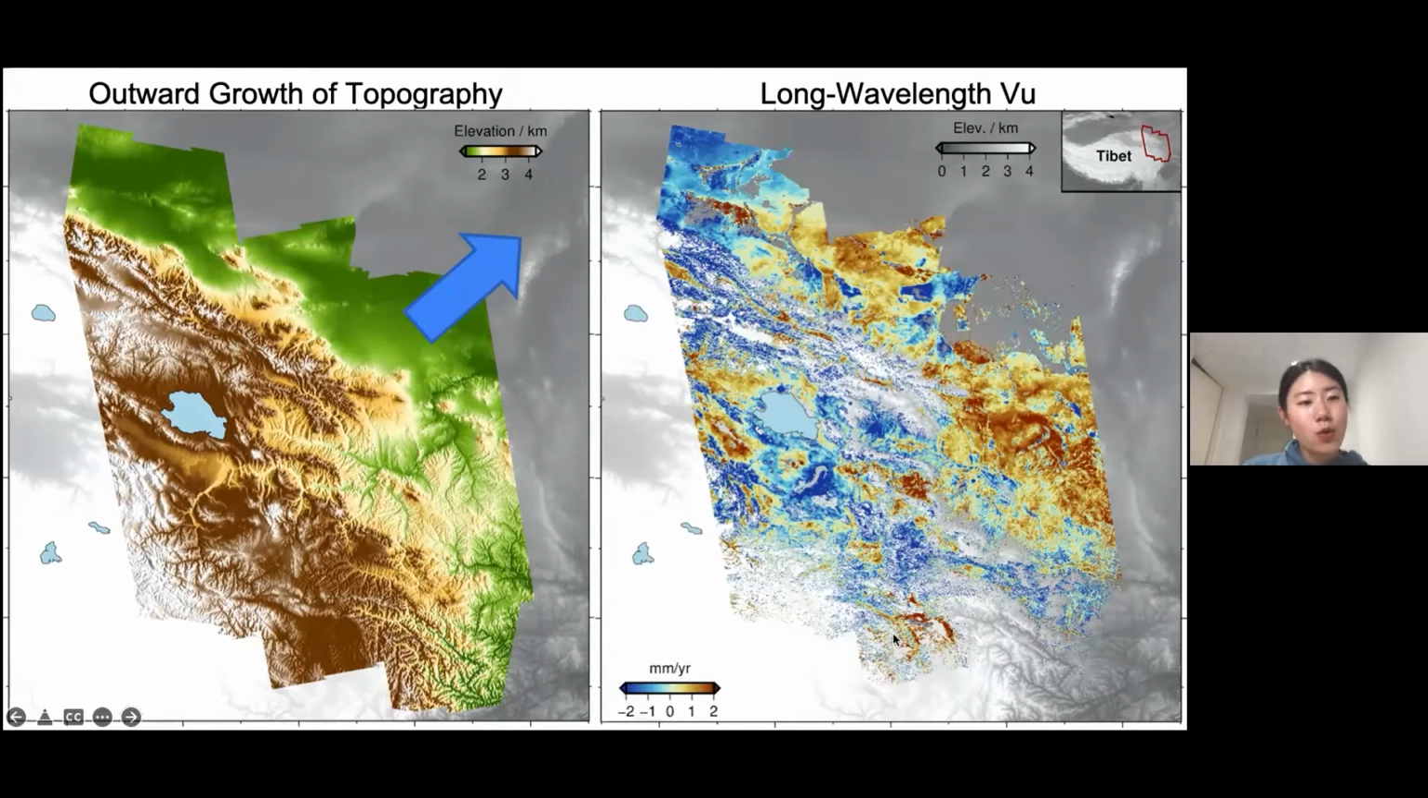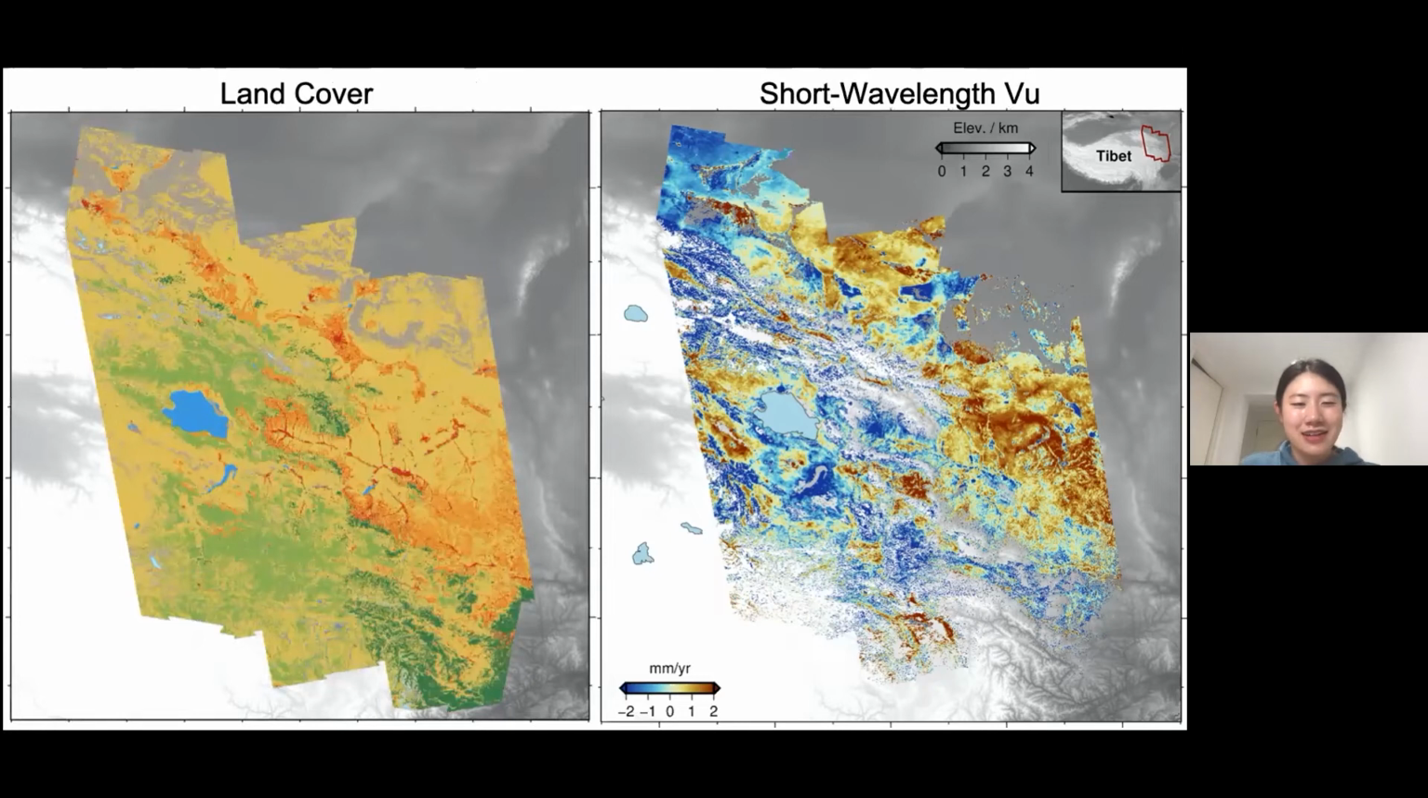So why is that? We'll probably get to that very quickly. But another striking feature is that a lot of the uplifts and subsidences are of very short wavelength. And I think to most geophysicists, this will mean the feature causing this change is fairly shallow. So let's compare the vertical velocity with something that is shallow on the surface, and that is the land cover map. Now we can already start to see some patterns of similar wavelengths and similar shapes.